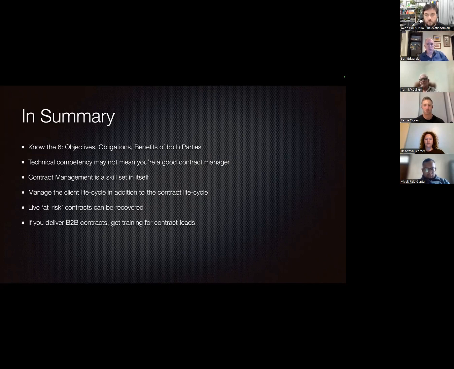She realized the risk to the company in not being able to manage contracts well. And so it became an impetus to ensure that we had the right people in the right roles, leading contracts with the right training to protect the business in the contracts we delivered.